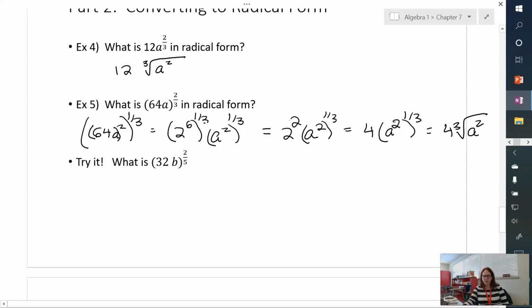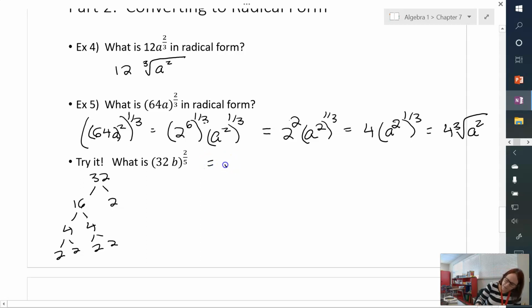Okay, let's do one more. This one is going to be 32b all raised to the 2/5. I'm going to go ahead, I'm going to kind of take a different approach to this one. Let's do the 32 first. So 32 is 16 times 2. 16 is 4 times 4. And then each 4 is 2 times 2. 2 times 2. So what I'm going to get is the 5th root of 32b squared, which is the 5th root of 32 squared b squared.